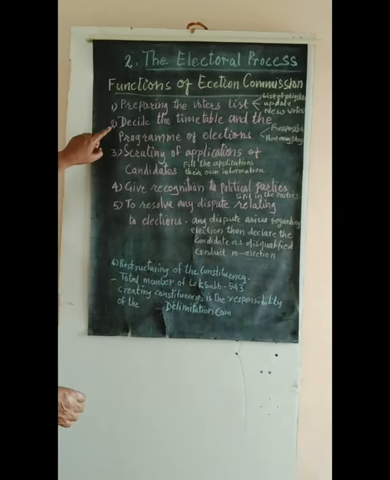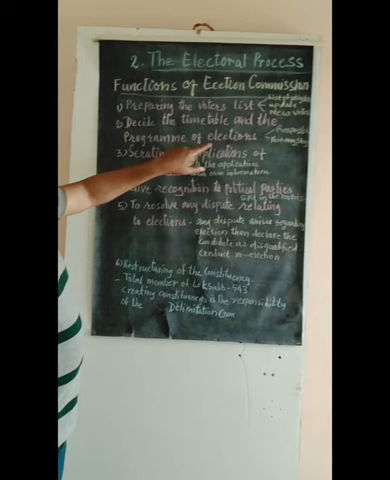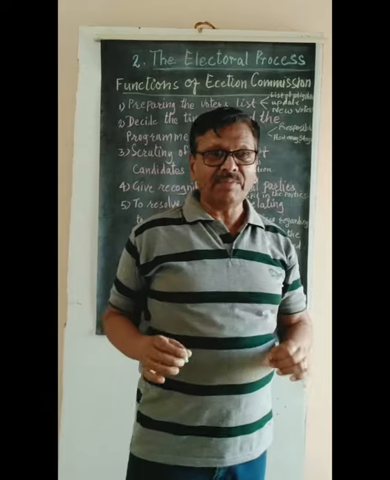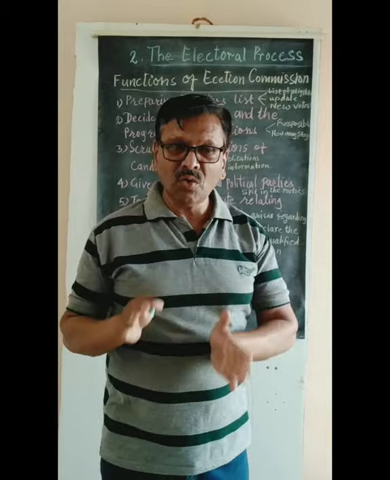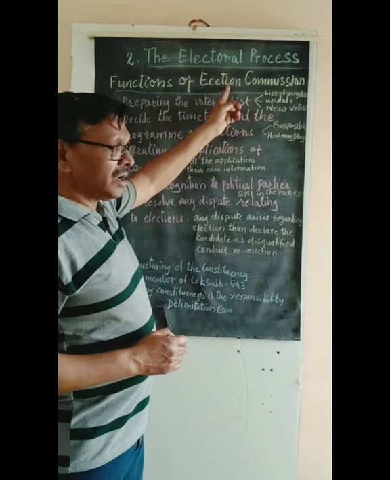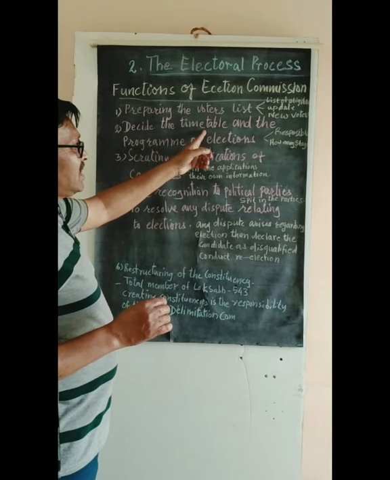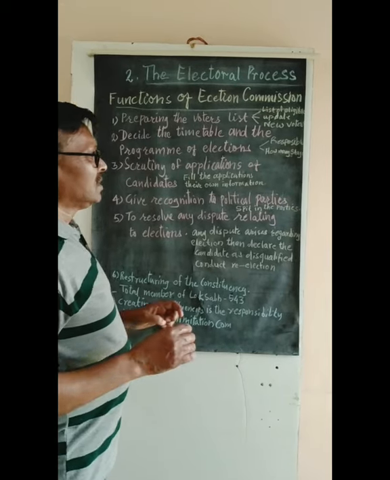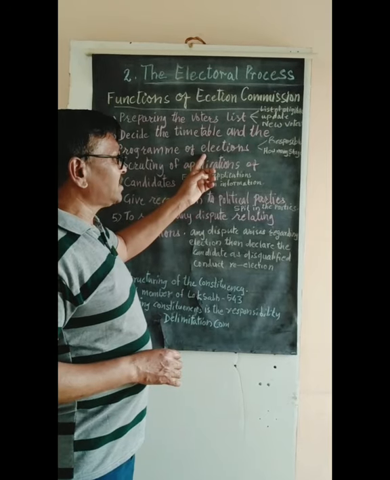Then we move on to the next, that is deciding the timetable and the program of election. This is also the responsibility of the election commission. Once the tenure of the previous government is over, it is the responsibility of the election commission to set the timetable for the new election and then make the program for it. The total responsibility lies with the election commission.